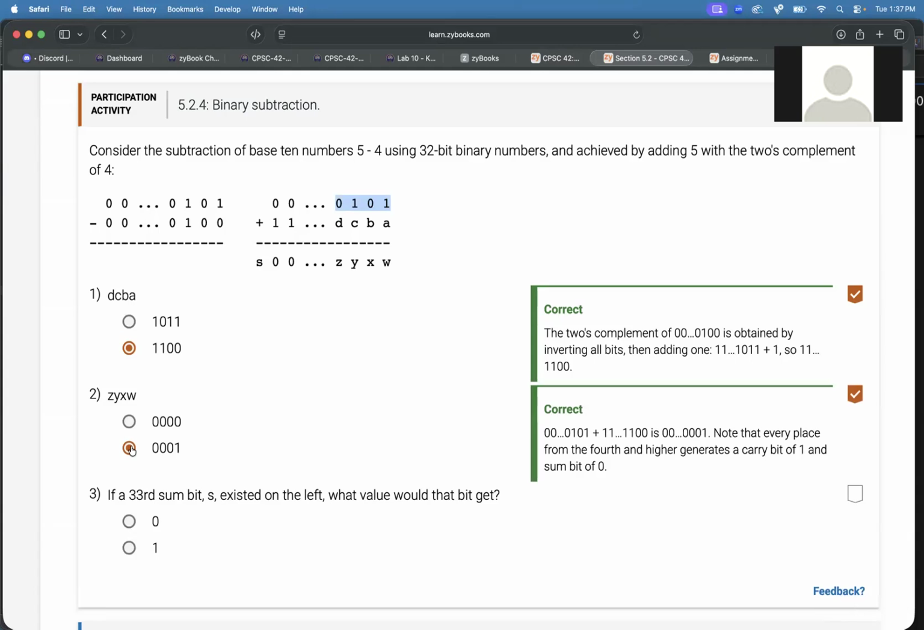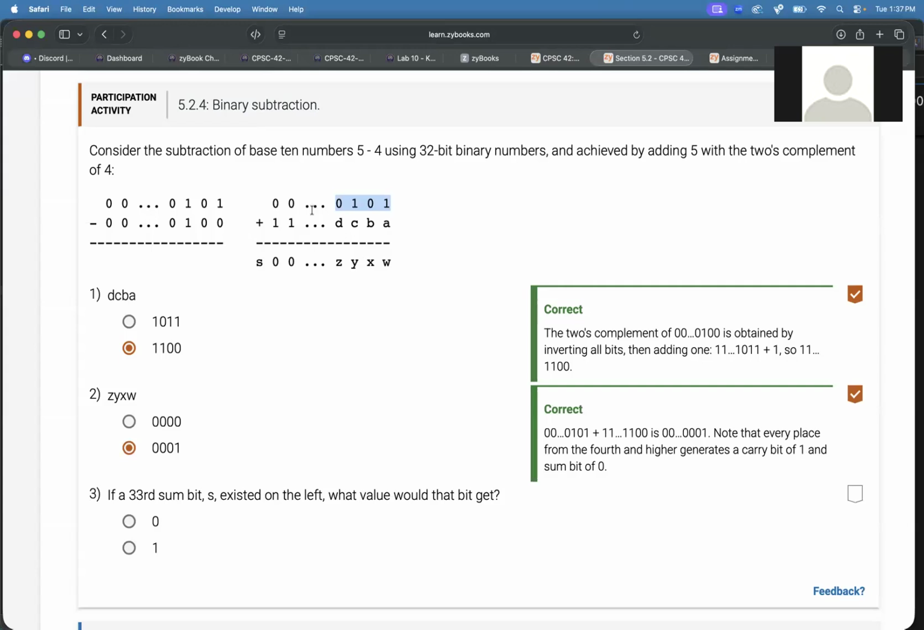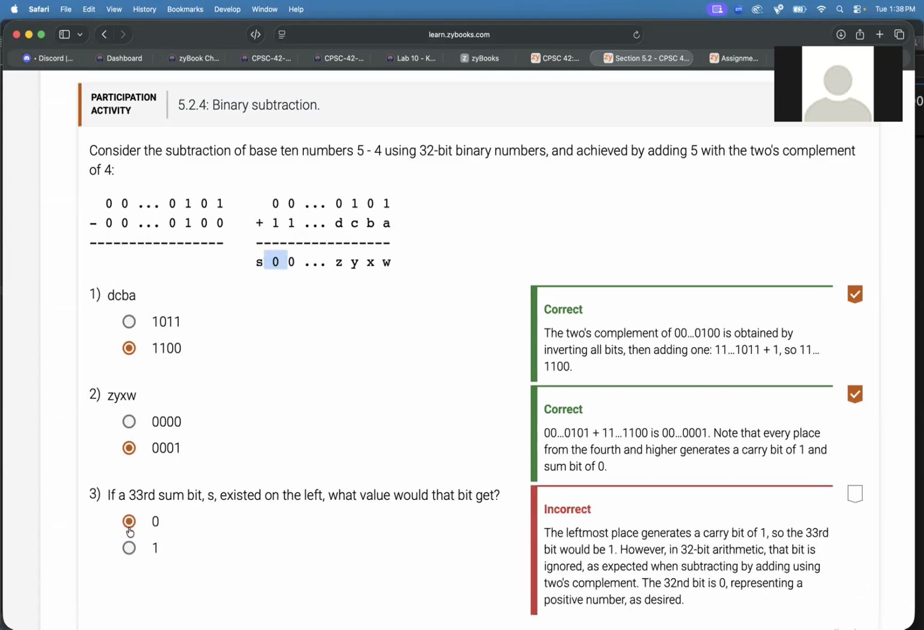All right. And it said if a 33rd sum bit existed, what would the value be? Well, we only did this with 4 extra bits here, but they write it with a dot dot dot. So if you could have an extra bit, what would it be? Well, it'd be the same as the ones that were next to it.